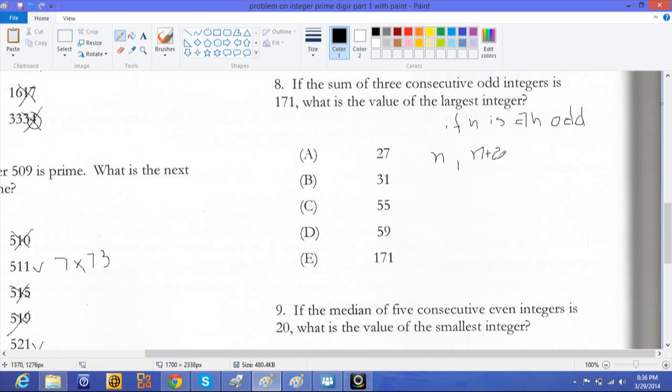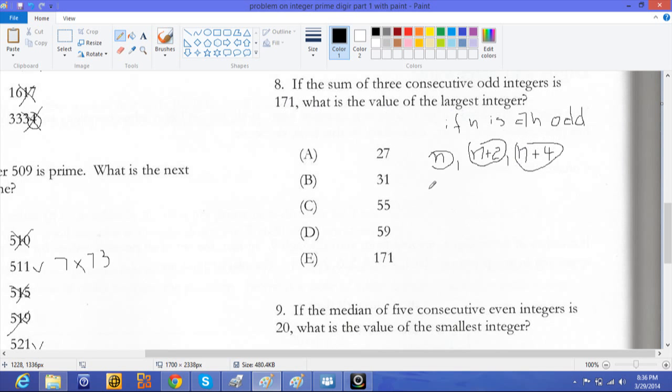The next integer is going to be n plus 2, and the next one is going to be n plus 4. So those are our 3 consecutive integers, okay? They say if the sum equals 171, what is the largest? We know the largest is going to be n plus 4. That's the third one, okay?